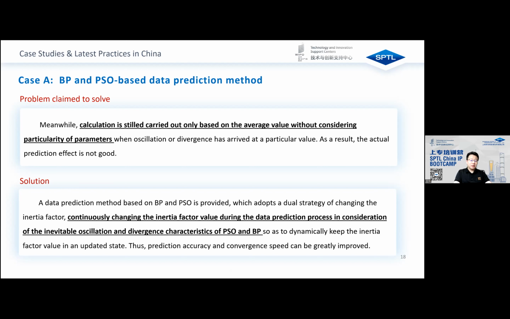The solution seems kind of complicated and obscure. So let's have a direct look at claim 1. Before that, I will give you 5 to 10 seconds to have a quick glance at this solution.